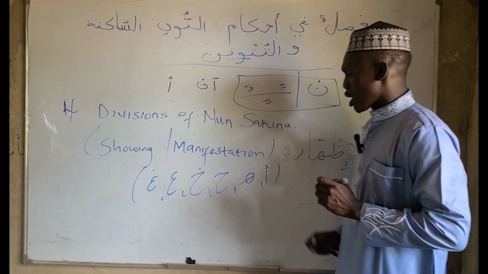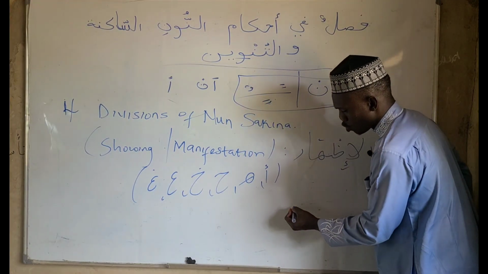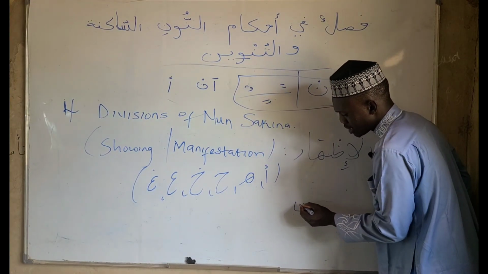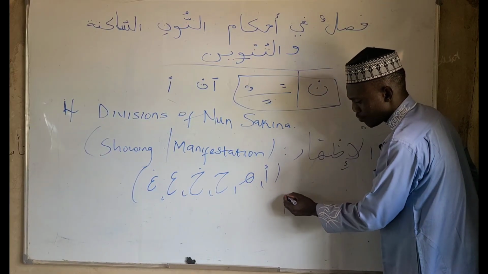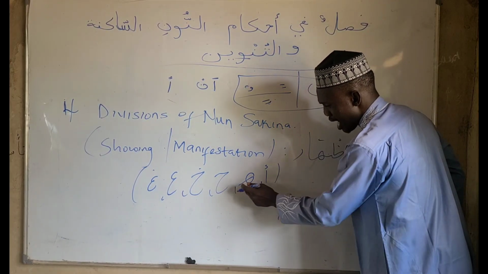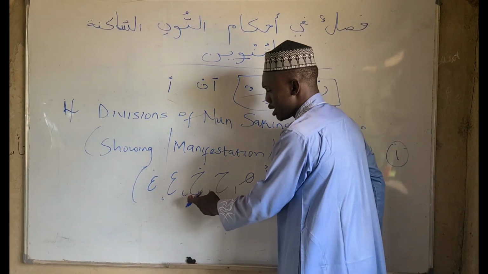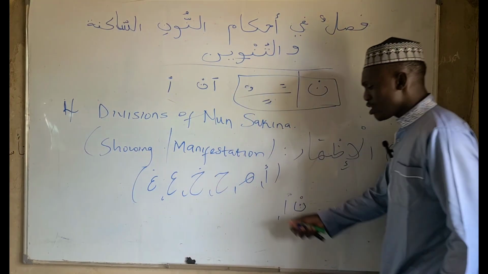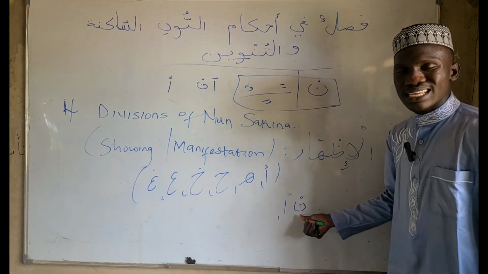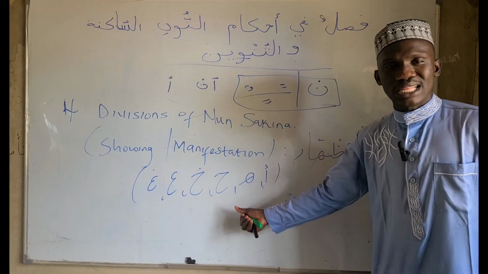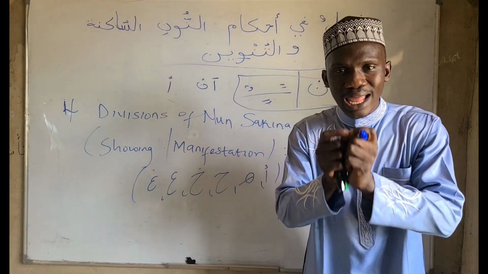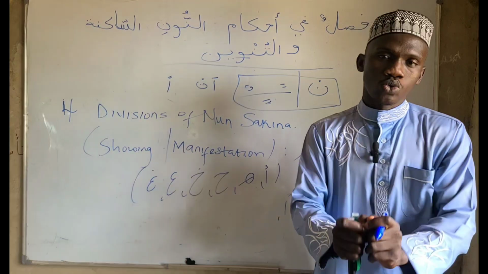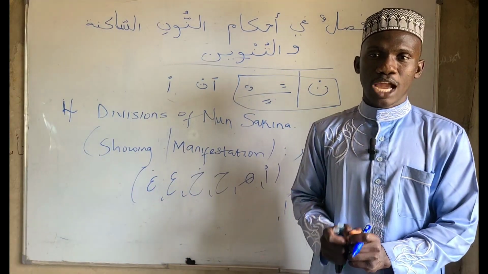Whenever you are reading the Holy Quran and you find that Nun Sakinah, the Nun that has Sukun, comes before any of these letters, whether Alif, Ha, Ha, Kha, Ain, or Ghain, the way you will pronounce that Nun Sakinah should be clear, so that you are clearly pronouncing the Nun Sakinah. I hope I'm communicating.